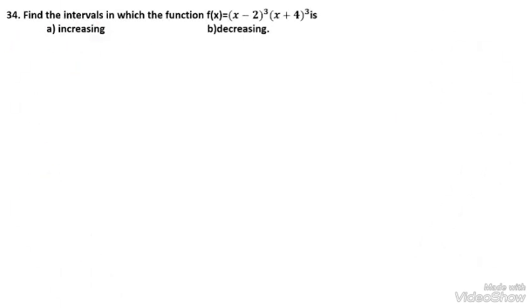Consider this the solution. Question number 34. Find the intervals in which the function f of x is equal to x minus 2 cube into x plus 4 cube is. Okay. First, I take the function f of x is equal to x minus 2 cube and x plus 4 cube. Okay. Differentiate with respect to x. Now, I can differentiate this one. Here I can use the product rule.